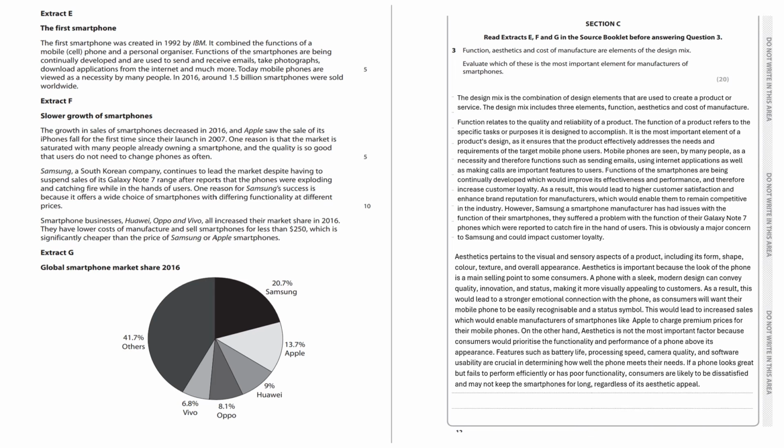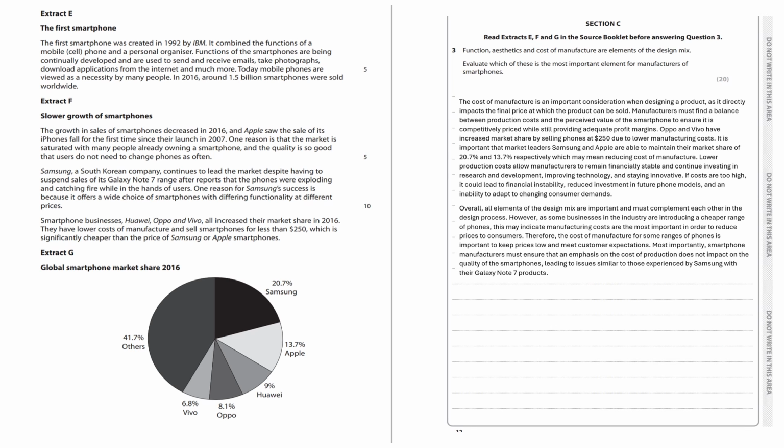This would lead to increased sales, which would enable manufacturers of smartphones like Apple to charge premium prices for their mobile phones. On the other hand, aesthetics is not the most important factor because consumers would prioritize the functionality and performance of a phone above its appearance. Features such as battery life, processing speed, camera quality, and software usability are crucial in determining how well the phone meets their needs. If a phone looks great but fails to perform efficiently or has poor functionality, consumers are likely to be dissatisfied and may not keep the smartphone for long, regardless of its aesthetic appeal.